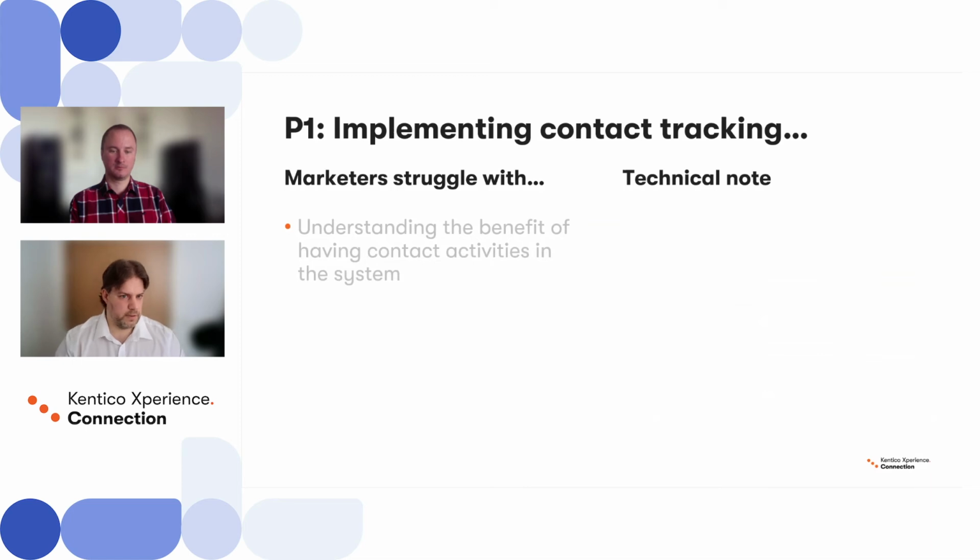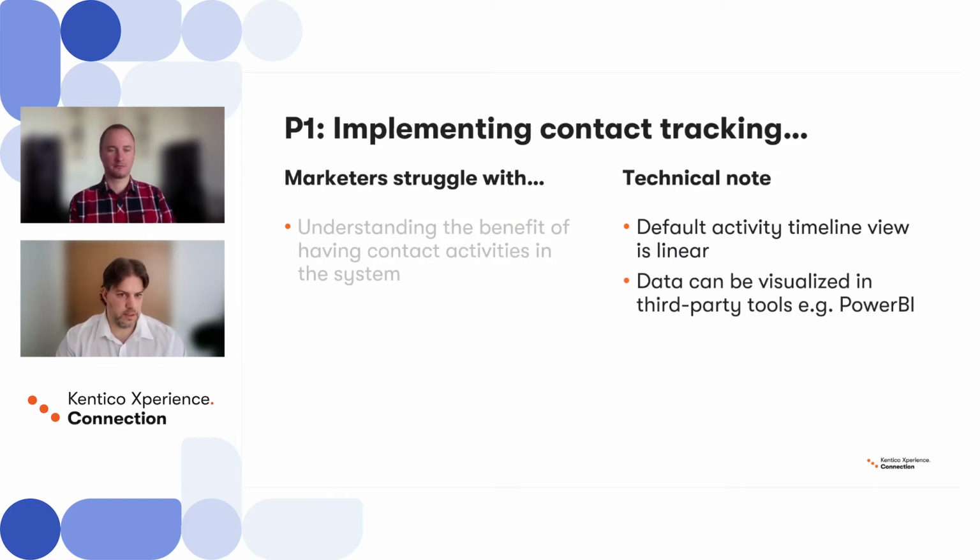As we have seen in the previous screenshot, the default timeline activity view is linear, but Kentico Xperience is quite extensible, and what you can do is take the data out of Kentico Xperience and bring it into some third-party tool that allows you to visualize the customer journey much better.